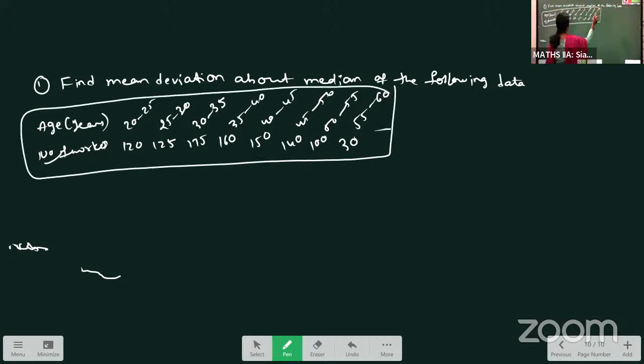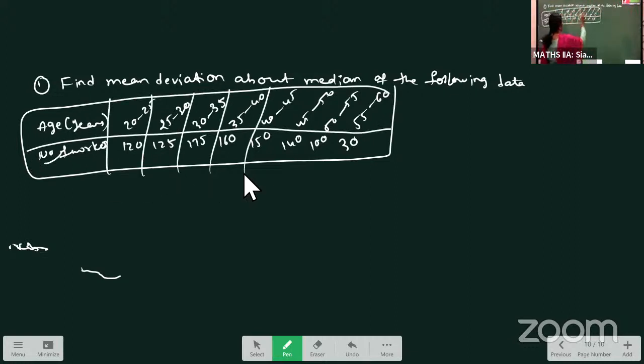So by taking this, find out mean deviation about median.